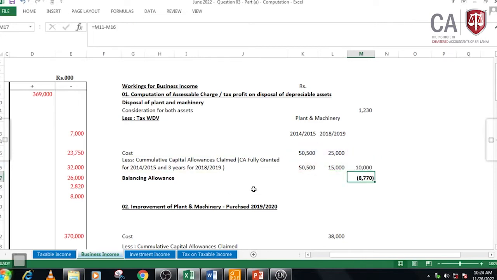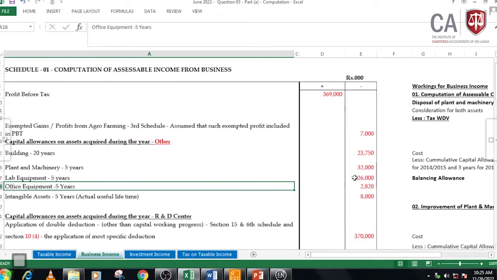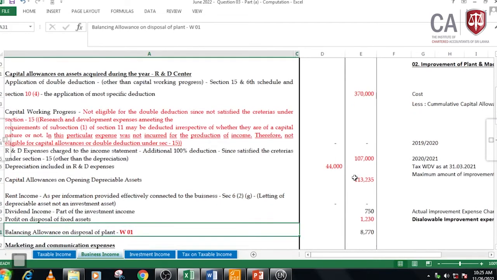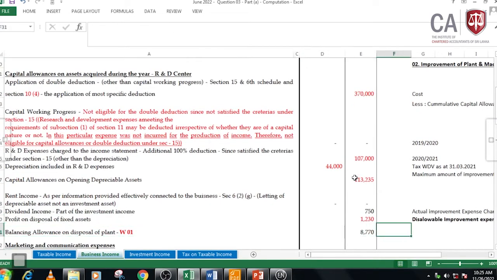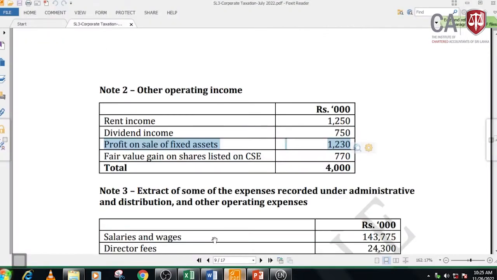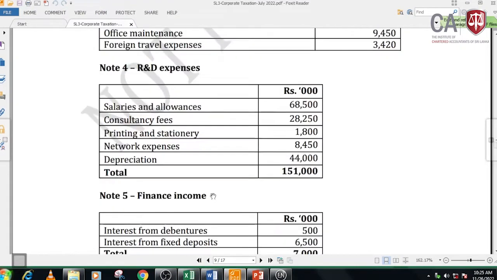Then there is a balancing allowance since the effect of the 18-19 this one, there is a balancing allowance of 8,770,000. This should be a deduction from the business income. Let me come to that. Here we go. Then there is a balancing allowance deduction 8,770. Done. Then the next adjustment, all done.